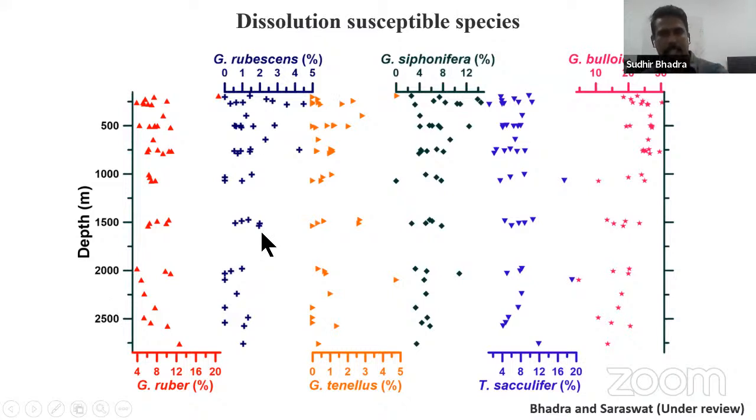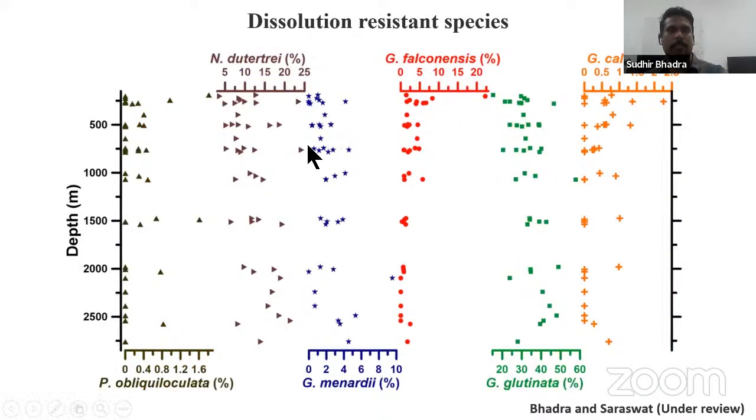At the same time, we looked at the dissolution resistant species as well. Here also we see that one species, a deuterate, is showing a good increase with depth, but other traditional dissolution resistant species like obliquloculata and falconensis don't follow that trend. So that indicates that these species might represent the ecological condition more than the dissolution happening.